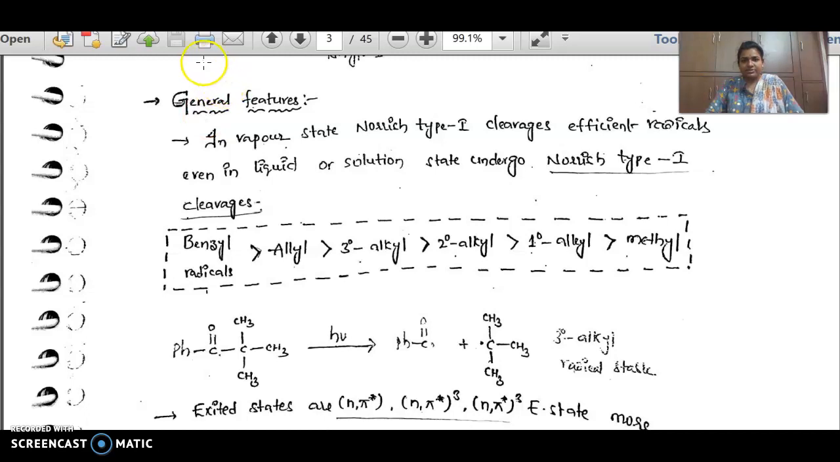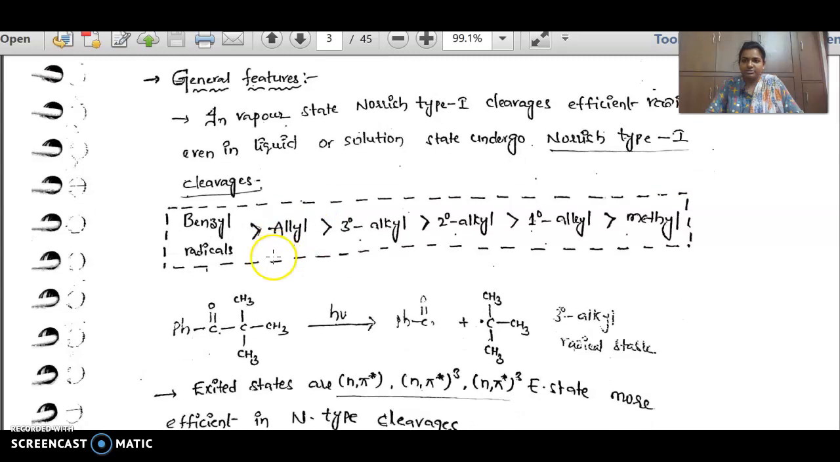General characteristics: if you take this reaction in the vapor state, Norrish type 1 cleavage is efficient. Even in the liquid or solution state, the reactant molecules undergo the Norrish type 1 reaction.